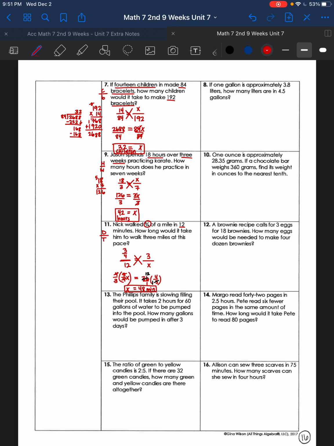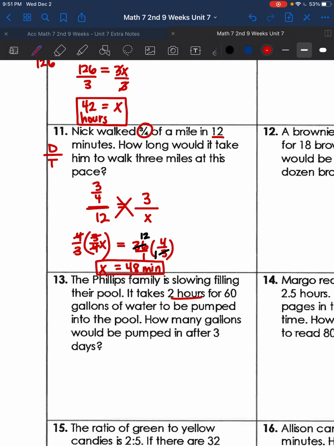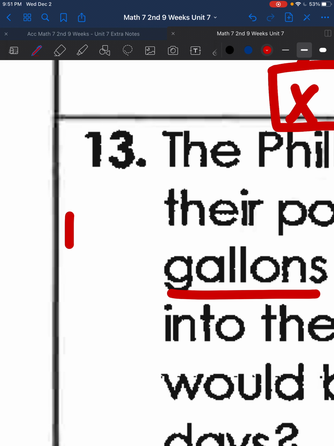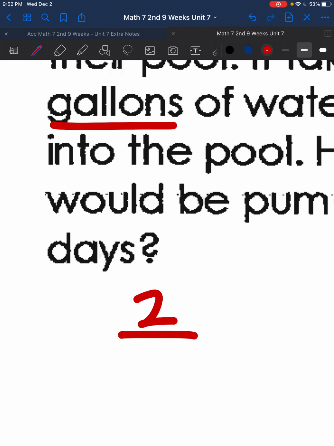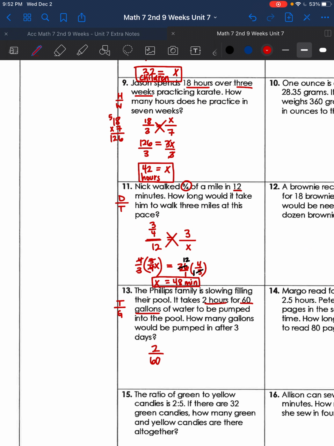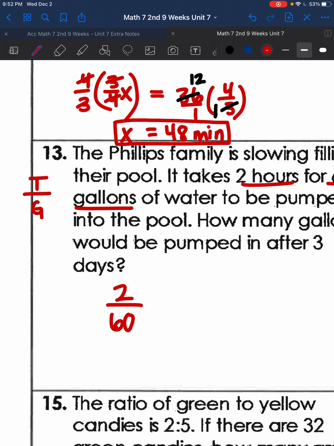Okay, number 13. The Phillips family is slowly filling their pool. It takes 2 hours for 60 gallons of water to be pumped into the pool. How many gallons would be pumped after 3 days? Okay, so it takes 2 hours for 60 gallons. So I'm going to write my ratio as time to gallons, or hours to gallons. So 2 hours to 60 gallons.